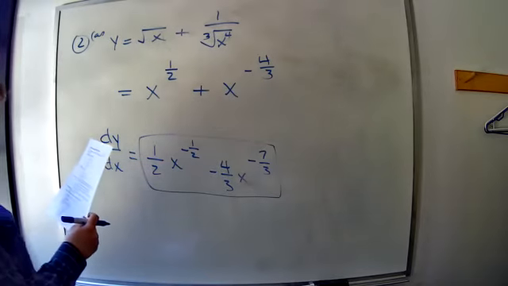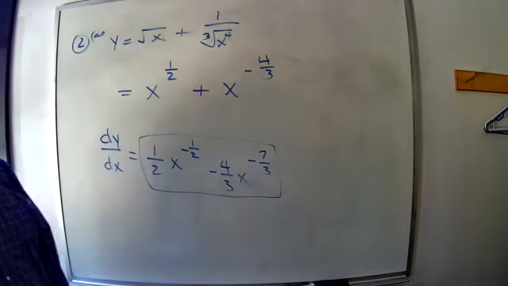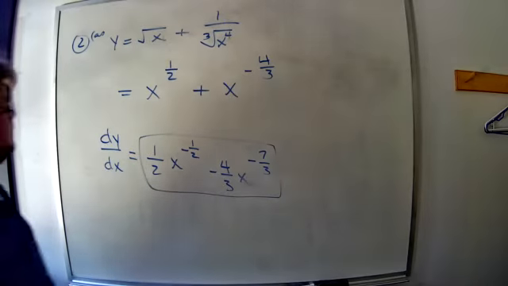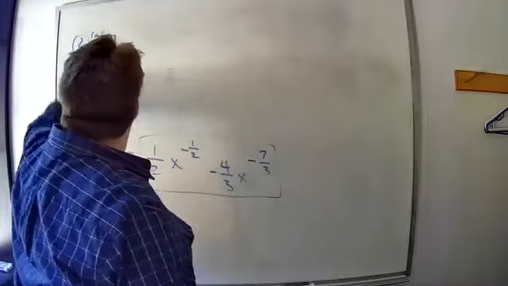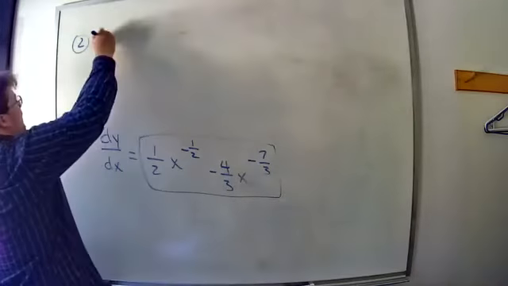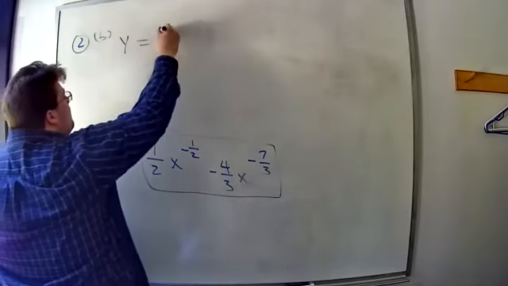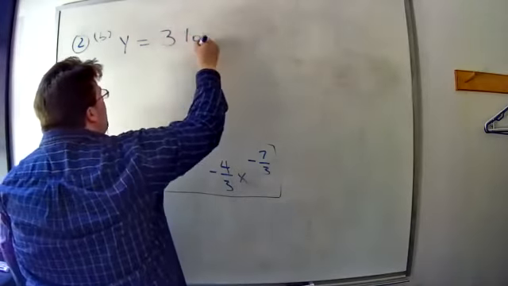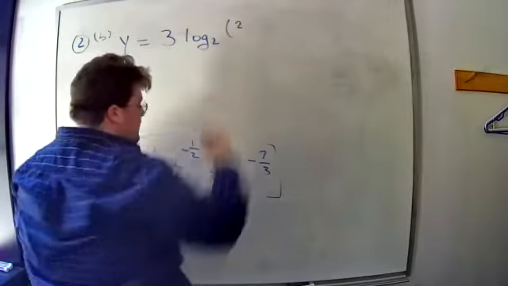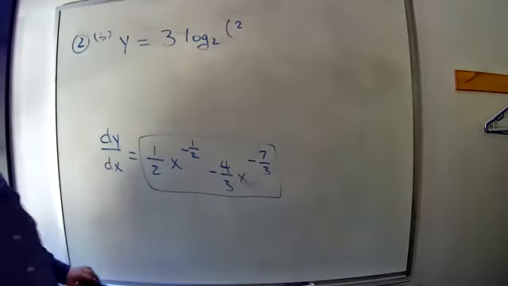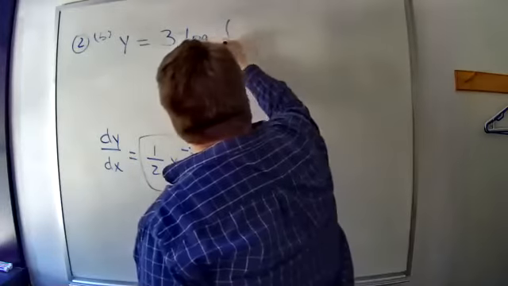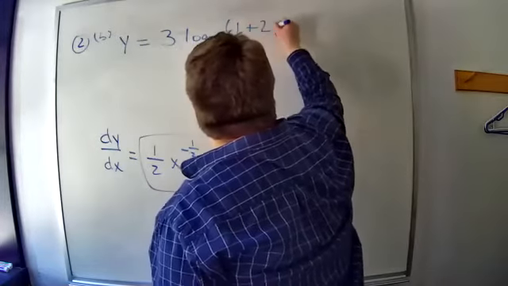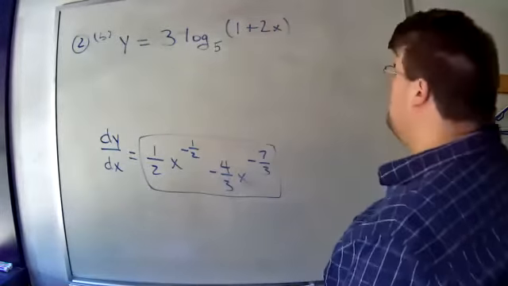Okay, 2b, 3 times the logarithm of 1 plus 2x with base 5. I forgot the inside. What was it? 1 plus 2x. It was base 5. Base 5, 1 plus 2x.